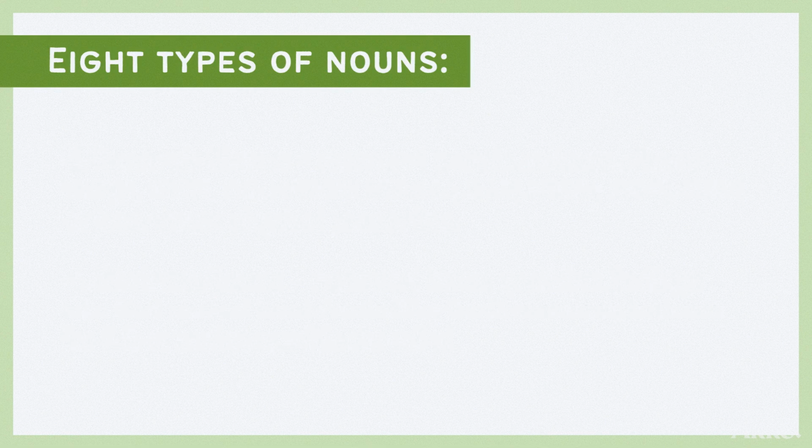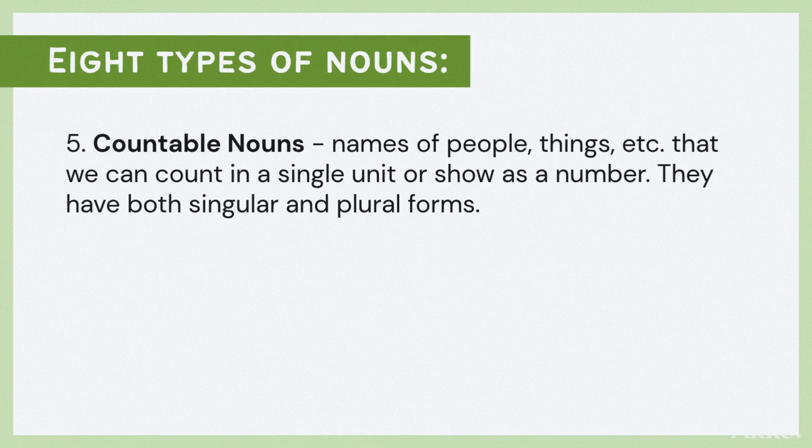For number 5, we have countable nouns. They are names of people and objects that we can count in a single unit or show as a number. They have both singular and plural forms, like person, people, apple, apples, and many more. There is a person in the hall. There are people in the hall.